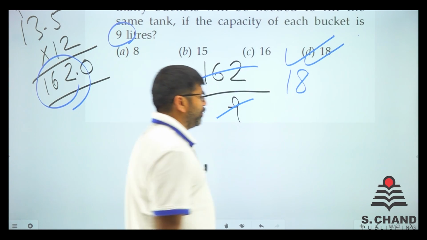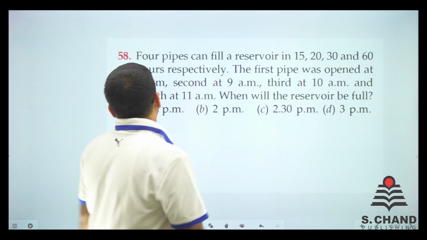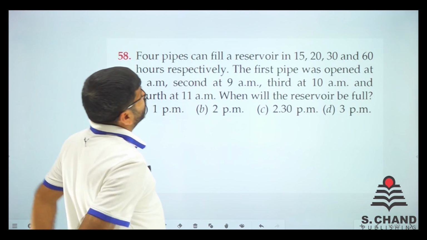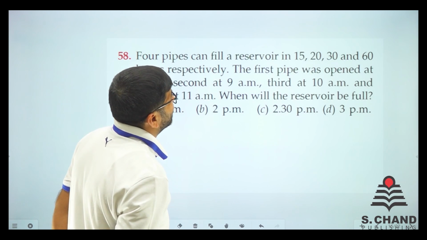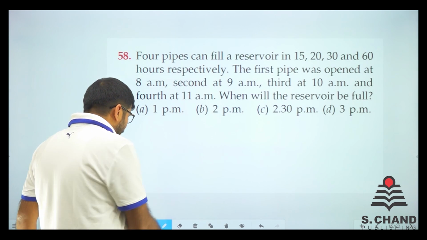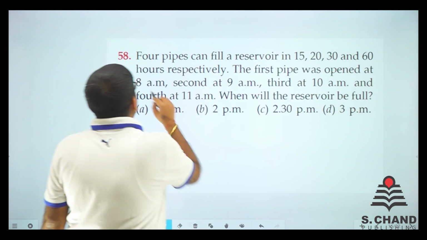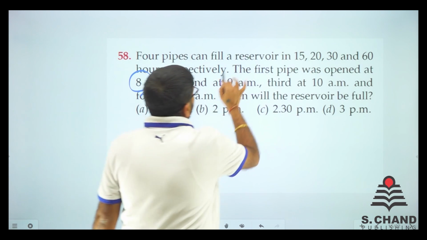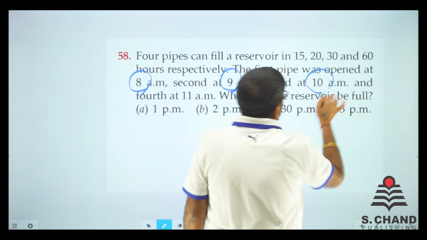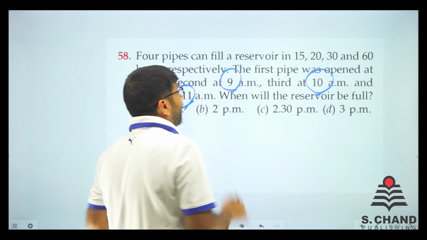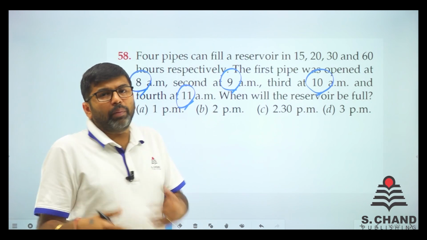Here we go. We got the next question with us. Question number 58. 4 pipes can fill a reservoir in 15, 20, 30 and 60 hours respectively. The first pipe is open at 8 am, the second at 9 am, the third at 10 am and the fourth at 11 am. So they have opened one by one.